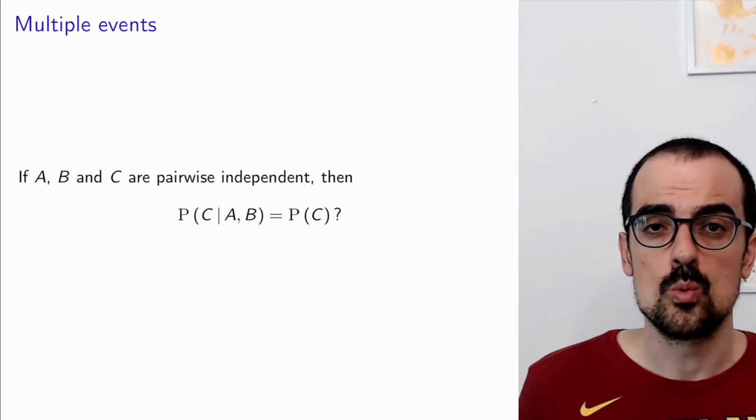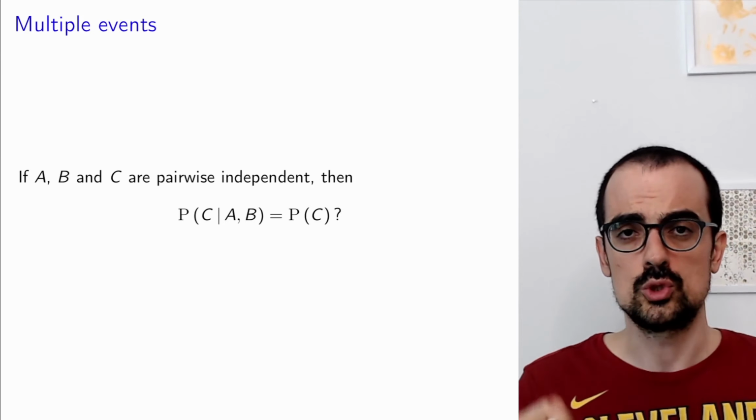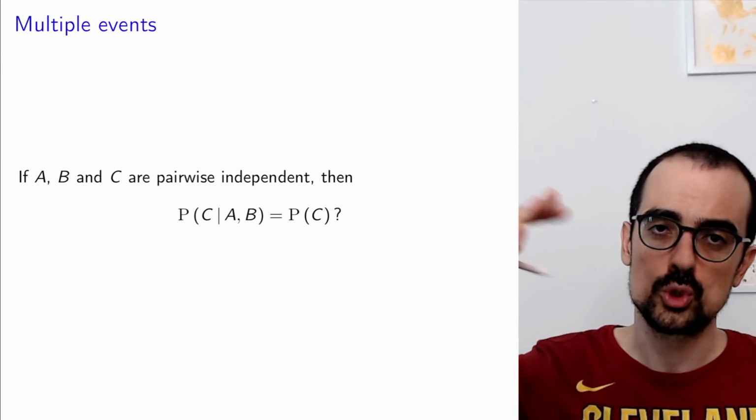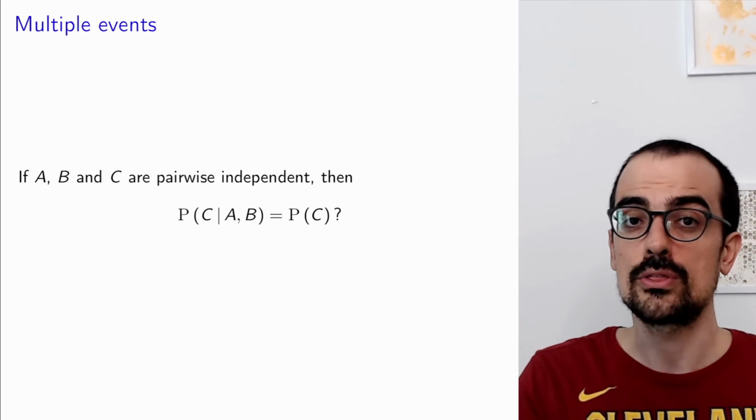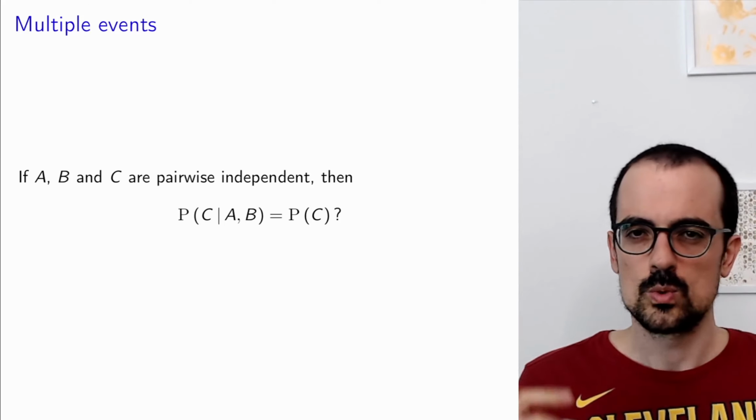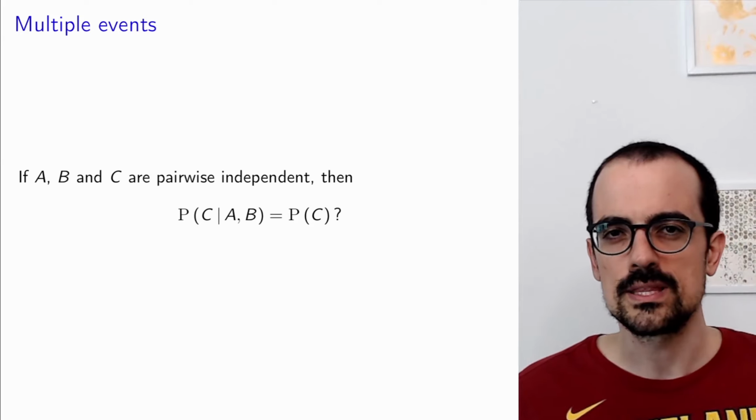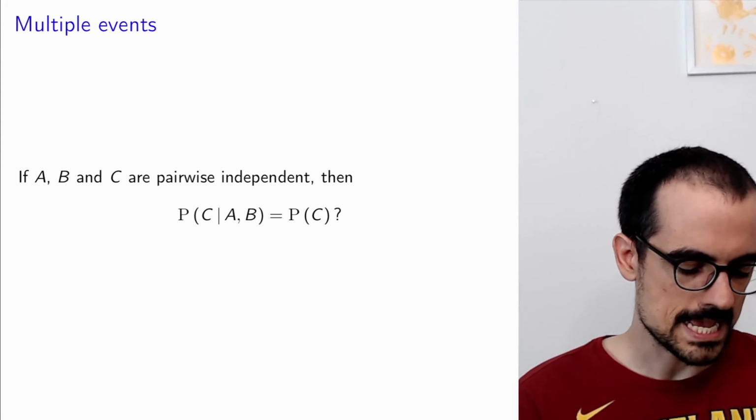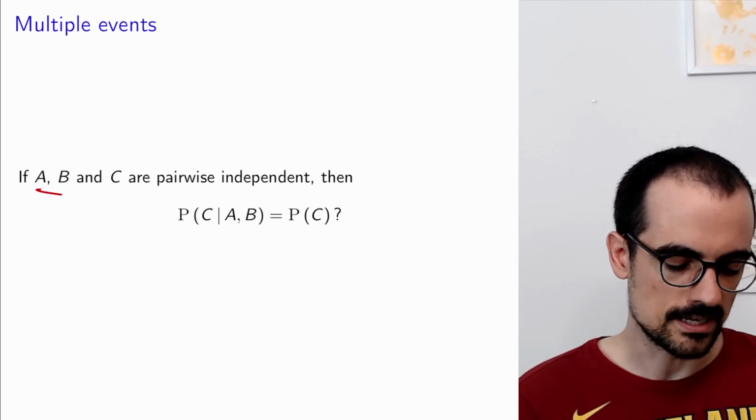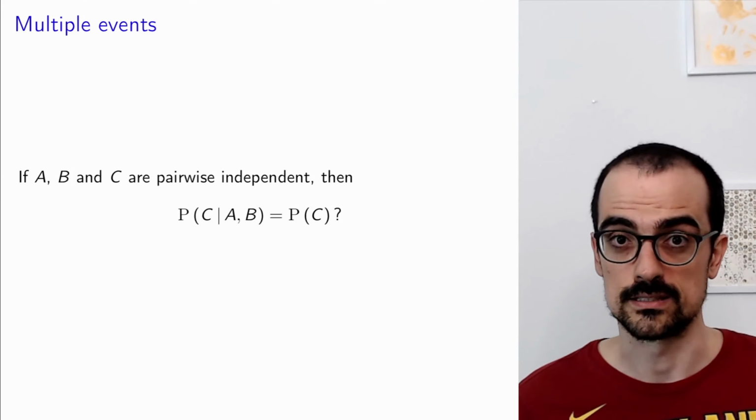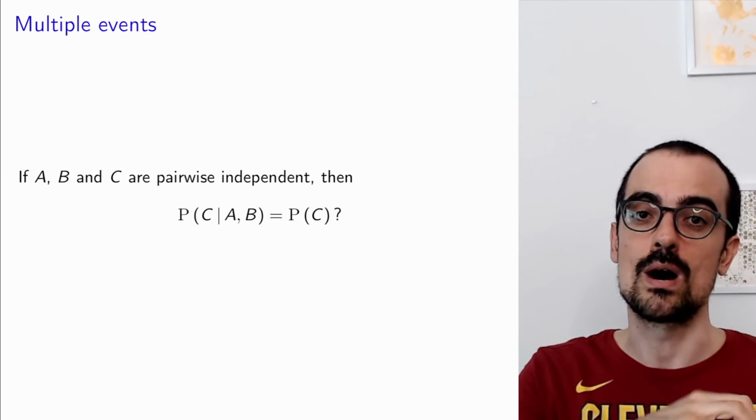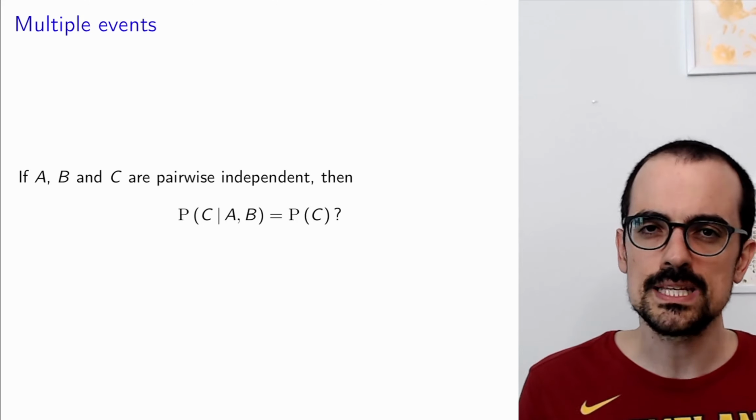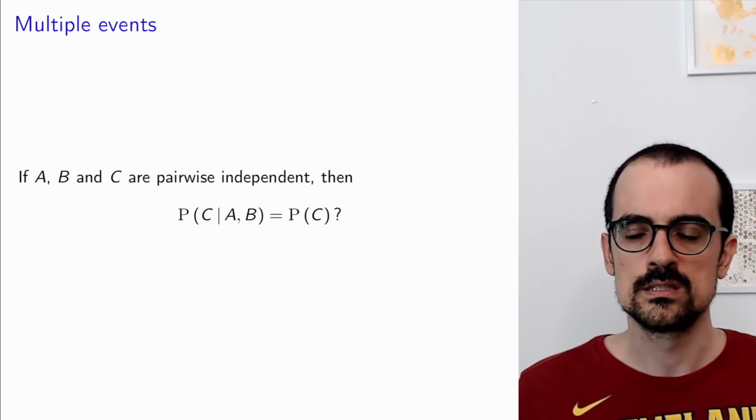All right, so we have been talking about 2 events up to now. Like, when are 2 events independent? What about 3 events? Well, when we consider 3 events, something kind of surprising happens. Imagine that the events A and B are independent, B and C are independent, and A and C are independent. Okay, so these events are pairwise independent. Does that mean that they're truly independent?